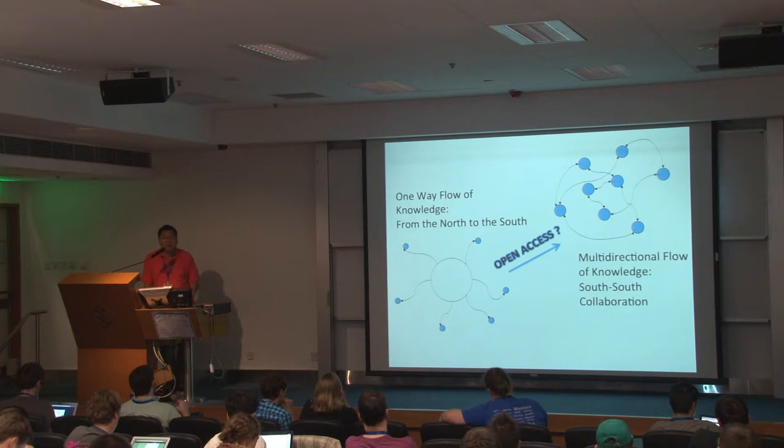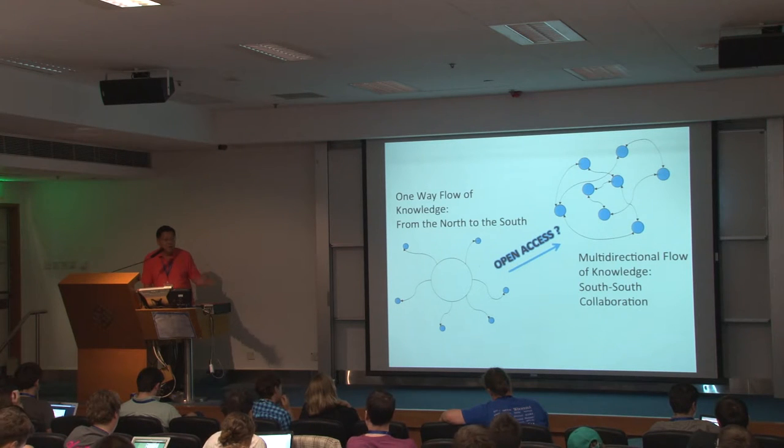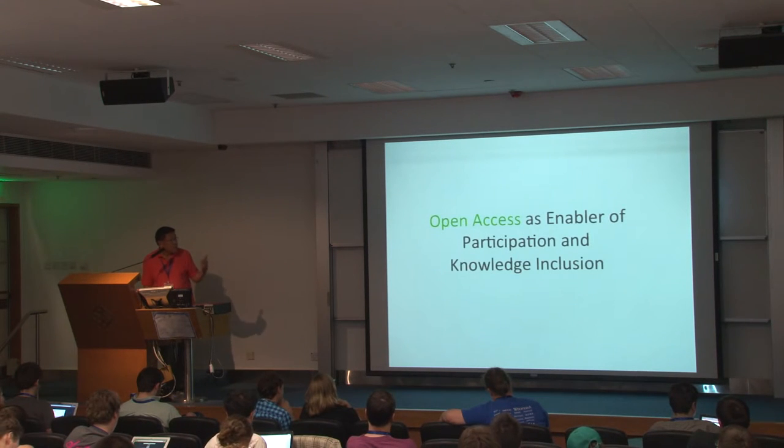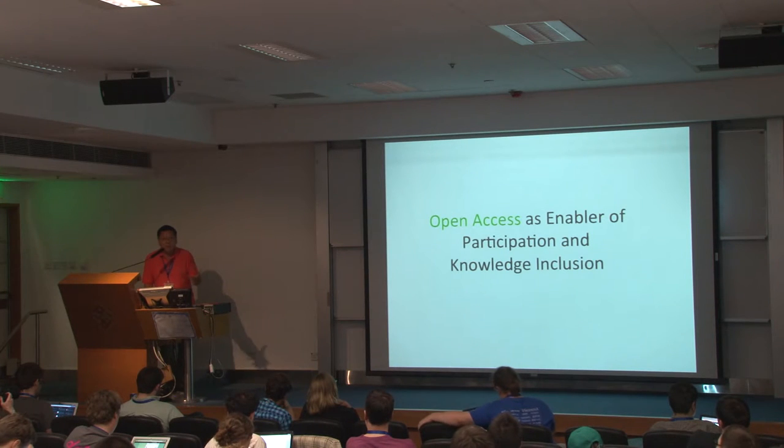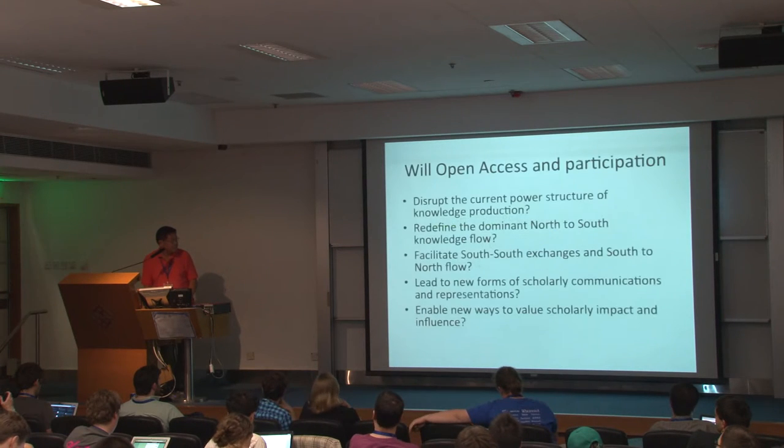So the question we're really wanting to answer is, does this kind of open access facilitate a much better kind of South-South collaboration and dialogue, instead of the more traditional way where the information and knowledge are being exported from the north to the south as if all the valuable information is coming from the north? So to us, open access is really an enabler in terms of participation and knowledge inclusion. And again, the ethos of this is highly, highly relevant with Wikipedia, obviously.